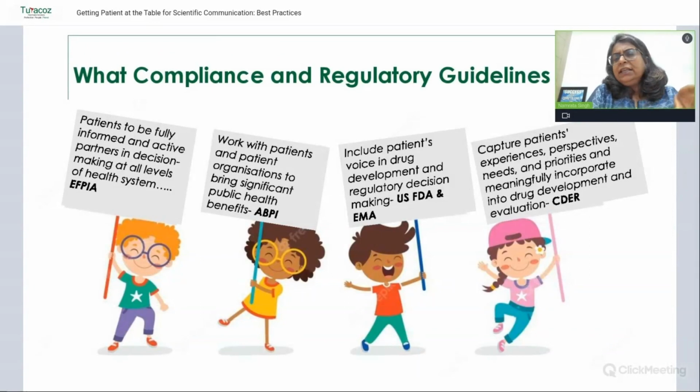Now, in one snapshot, there are so many different regulatory guidelines and compliance bodies. EFPIA is for the European Pharmaceutical Association, ABPI is for the UK. Then there are the regulatory agencies, FDA and EMA, FDA for the US, EMA for Europe, and CDER is again for US drug approvals.